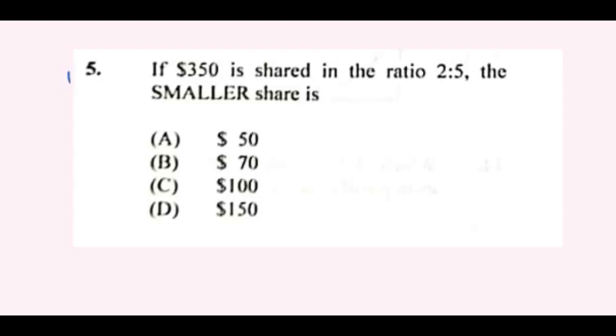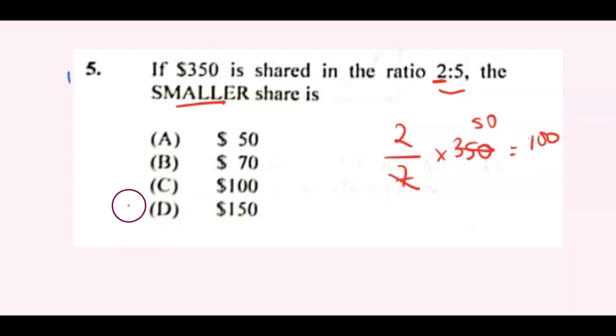If 350 is shared at the ratio of 2 to 5, what is the smaller share? The smaller share is 2. The total value that it will be out of is 7, because 2 plus 5, so it will be 2 on 7 multiplied by 350, which will end up giving us 100. So number 5 is C.